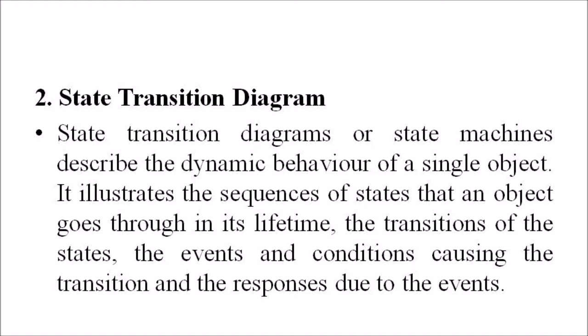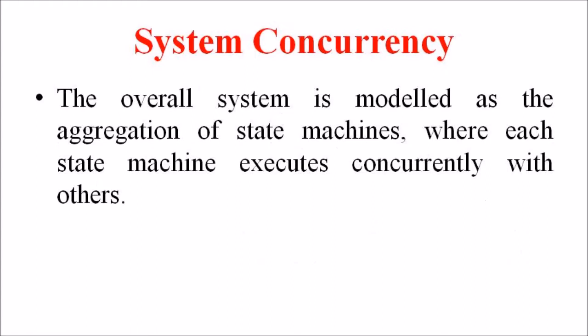And in a system, two types of concurrency may exist. They are system concurrency and concurrency within an object. The system concurrency means the concurrency is modeled at the system level. The overall system is modeled as the aggregation of state machines where each state machine executes concurrently with the others.